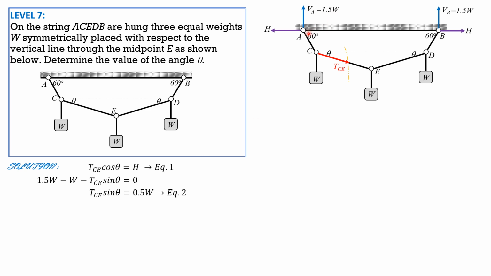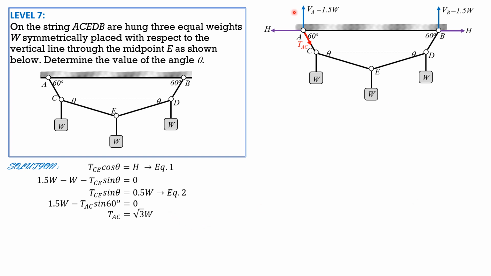Then we consider the free body diagram of point A as shown, and denote the tension in AC as TAC. Summation of forces vertical equals 0. 1.5 W minus TAC sine of 60 degrees equals 0. So TAC is equal to square root of 3 W.